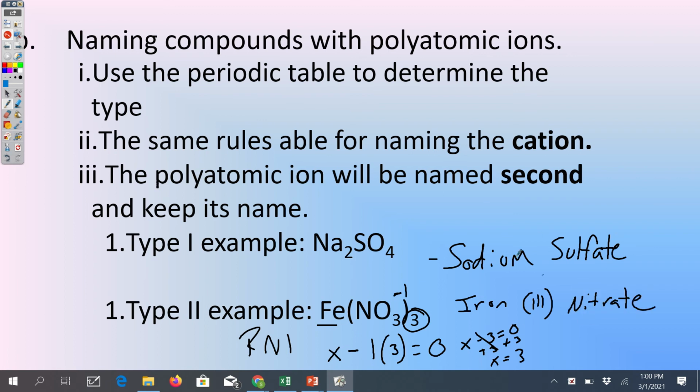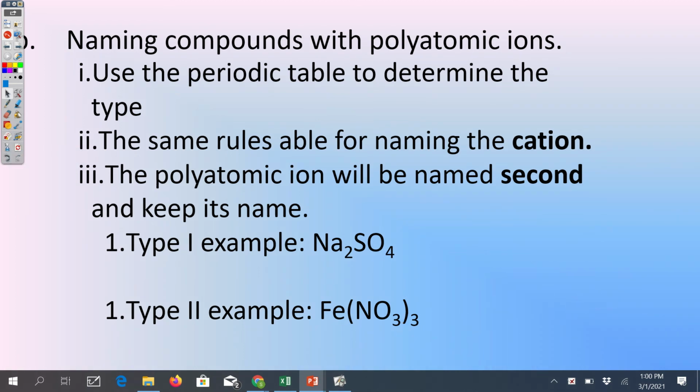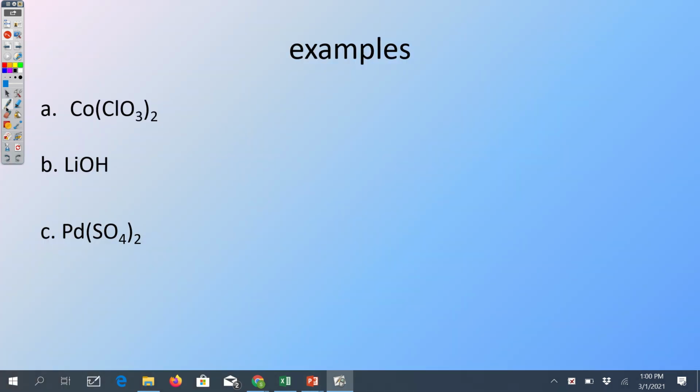All right, so same rules as your normal ionics. All polyatomic ions are only ever going to be used in ionic compounds. All right, so let's look at these ones. Now remember, first thing you do is find the type. Type 2 is name the cation. Type 3 is name the polyatomic ion.